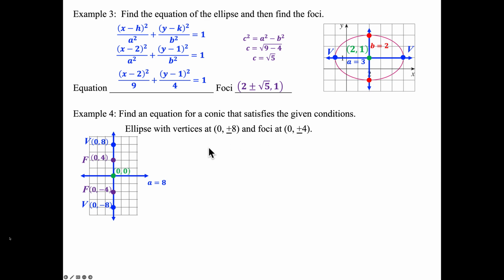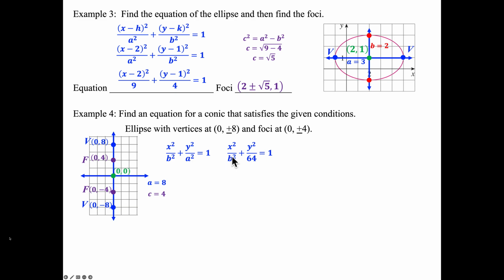Foci, 0, comma, plus or minus 4. So again, my squares are counted by 2. So there's 0, 4, 0, negative 4. So that distance from the center to the foci, that's c. So c is equal to 4. So now my equation is x squared over b squared, because I'm stretching more up and down, and my a squared will be underneath the y squared. So we can put the a in here, so that's going to be y squared over 64.